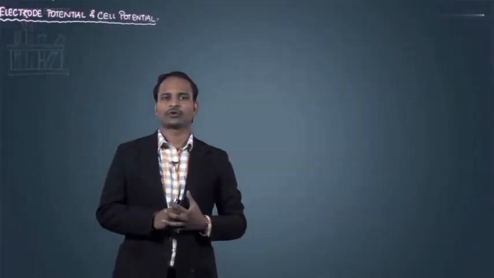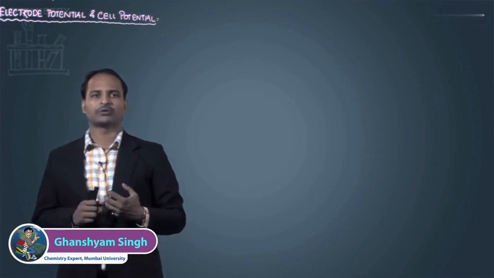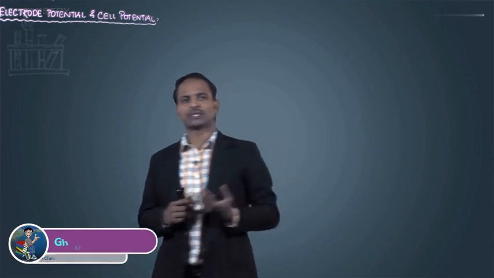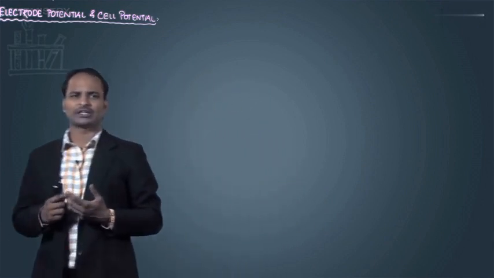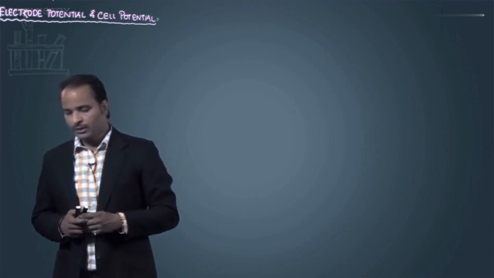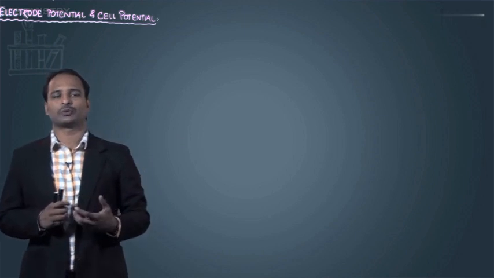Next we have the electrode potential and cell potential. The cell potential tells us about the amount of electricity generated during the electrolysis, and is nothing but the sum of the electrode potentials of both electrodes, that is, anode and cathode. Now, let us first try to understand what electrode potential is.